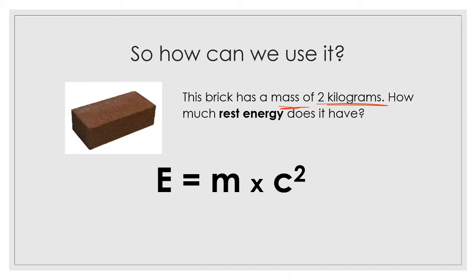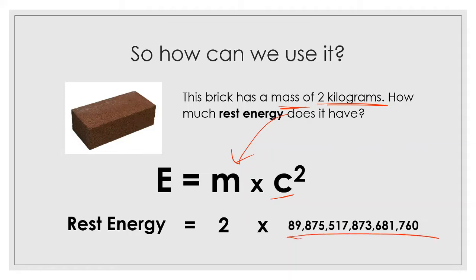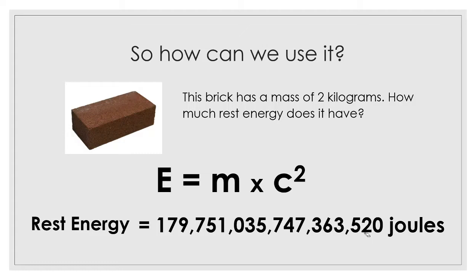Well, just like we used our potential energy formula, we can take that mass and plug it in for M, and we know what C is, and we're going to be able to calculate its rest energy. The formula is going to look like this. Rest energy equals 2 times this really big number that we learned is always going to be c squared. If you do that multiplication of 2 times 89 quadrillion and all this, you'll get your final answer pretty easily.